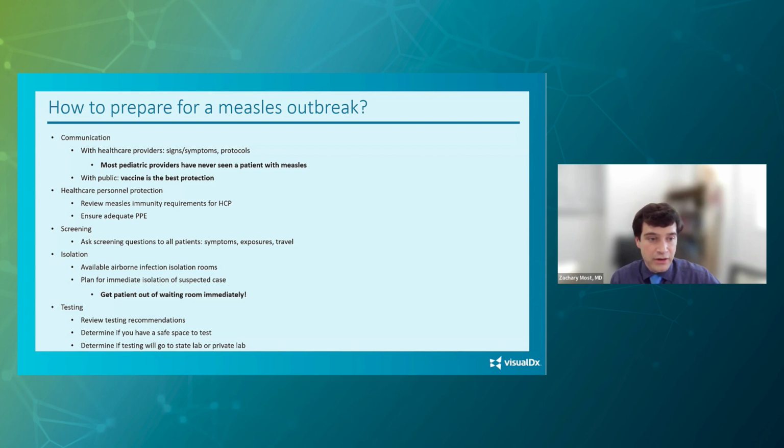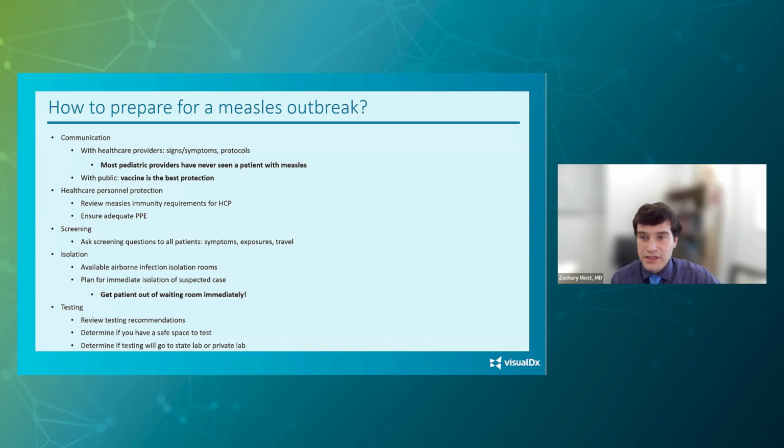We have to make sure we're protecting our healthcare personnel. So review your measles immunity requirements at your institution and ensure you have adequate supplies of PPE, in particular N95 respirators, as well as ensuring that your healthcare personnel are fit tested for those N95 respirators. Have a system in place to be able to screen for measles, including asking screening questions to all patients about symptoms, exposures, and travel, and trying to arrange pre-arrival screening if possible.